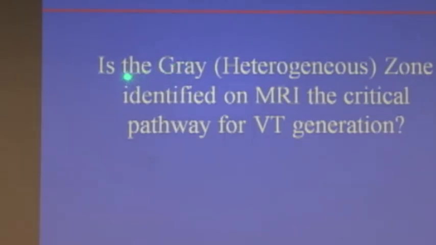So then the question is: is this gray or heterogeneous zone identified on MR the critical pathway for VT generation? Because we've seen a nice association. I think it's hard to deny that there certainly is a nice association between the presence of scar, the presence of gray zone, and VT inducibility. But is it really the critical pathway?